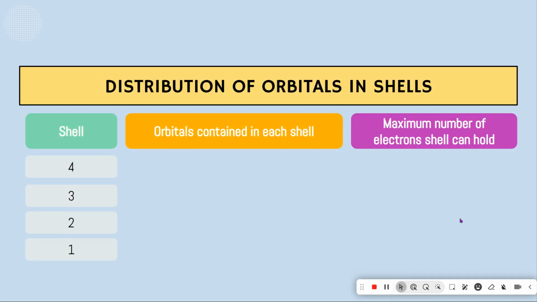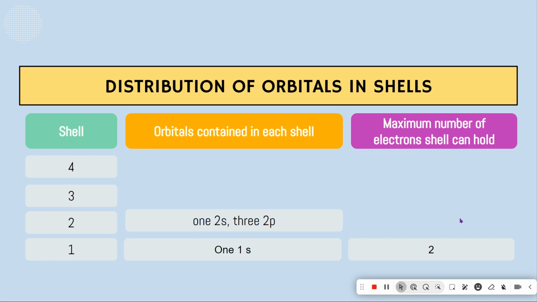So if we think about our shells, shell 1, energy level 1, holds 1 s orbital. We specify the energy level, that 1. The subshell is s, and it can hold a maximum of 2 electrons. The second energy level has 1 2s orbital and 3 2p orbitals.